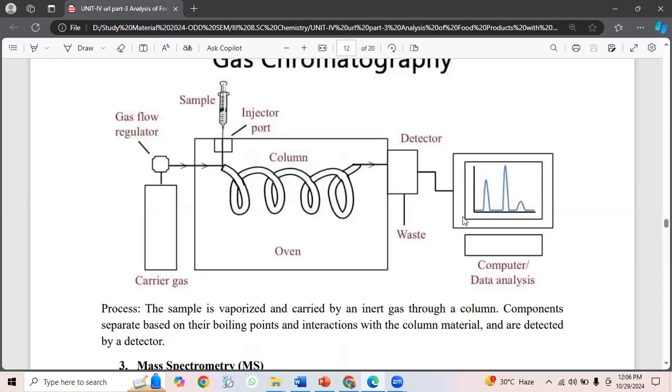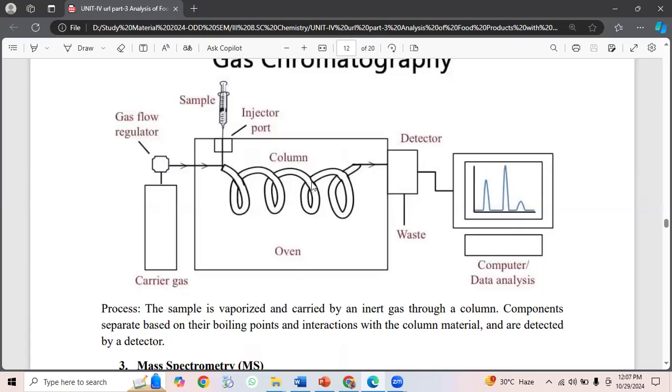After the whole process is over, the column and the injection part may be cleaned to remove any residual parts present inside the column and the injector, ensuring the accuracy and longevity of the GC system.